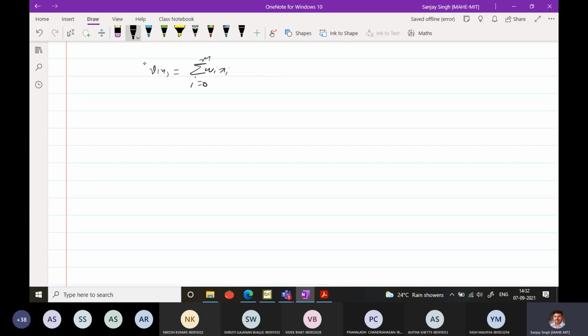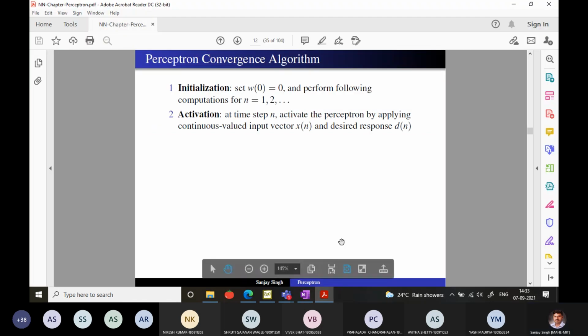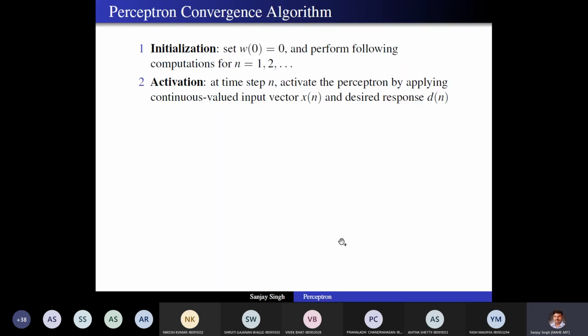Based on that, you find the activation function, that is y of n equal to phi of v of n. This value will be non-zero, even though the others are 0, because of the bias factor; it comes out to be a non-trivial value. As a result, again, some quantized value will carry. And then you have the desired response, which is given to you.